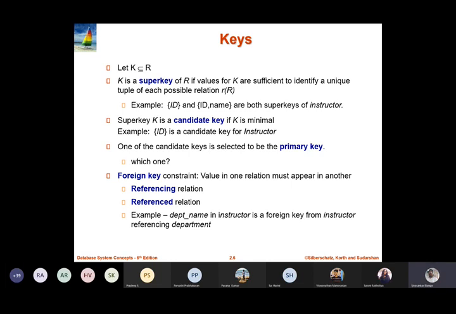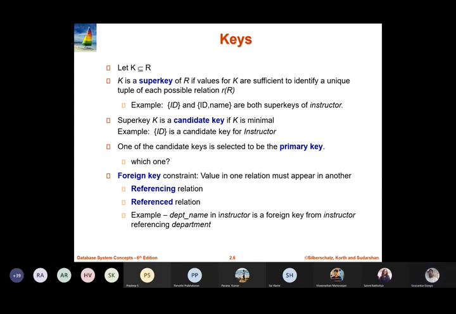A minimal super key is called a candidate key, right? A super key K is a candidate key if K is minimal. So here ID is going to be a candidate key, because a minimal super key is a candidate key. For example, name can be a candidate key in a relation. Using the name of a student, I'll be able to identify the students in a relation. Maybe in a class, 2 or 3 students may have the same name. Only for those students will we use both a roll number and a name to identify a particular student, right? So name can be a candidate key, right?